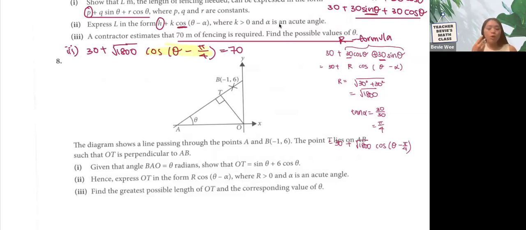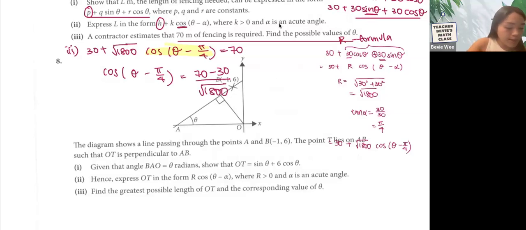All right, so help me just push all over first. All right, so it's like your normal algebra, just push it over. You get cos theta minus pi over 4 equals 70 minus 30, whole thing divided by square root 1800. I skip one step, combine it straight away.